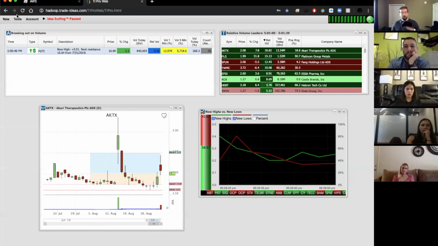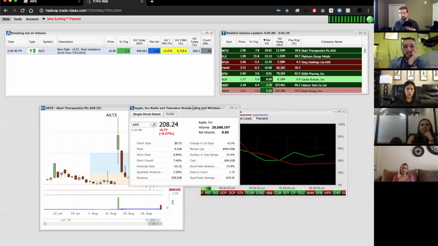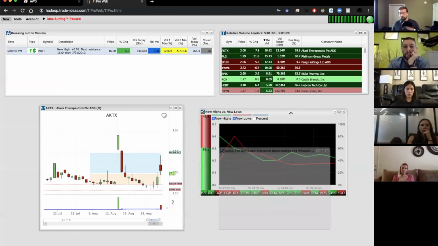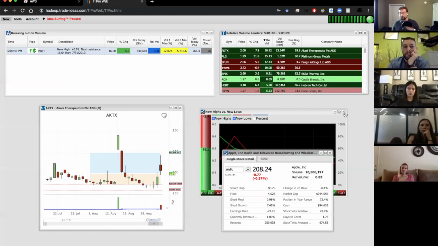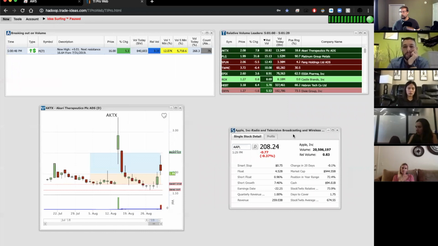The other window, which we talked about a little bit before when we did our fundamental stuff, is the single stock window. This window basically has all of the fundamental data that we talked about. If you want to know how much the company makes, it's here. If you want to know how many people are short, it's here.